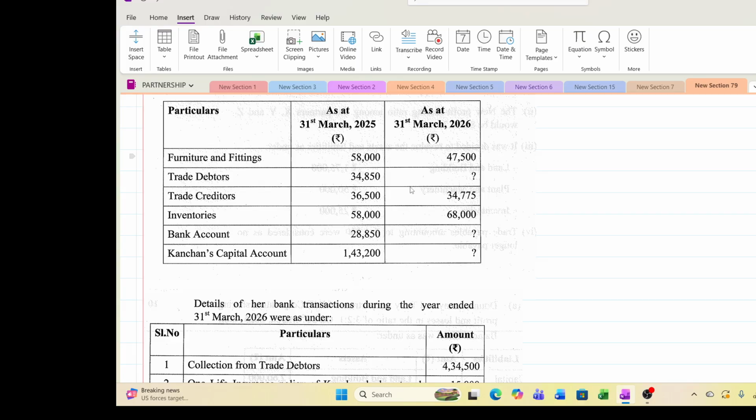Second thing we have to check: here there is a question mark for debtors. The closing balance is not given, so you have to prepare a debtors account. Then we have to check whether the credit purchases are given. If so, we need not prepare it, but if not given, we have to prepare a creditors account also. And the bank account doesn't give the closing balance, so we have to prepare a bank account. While preparing the closing balance, we would be able to find out the closing capital. So this is not a worry at all.